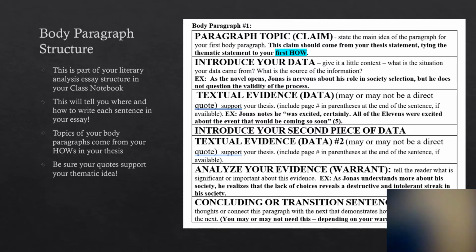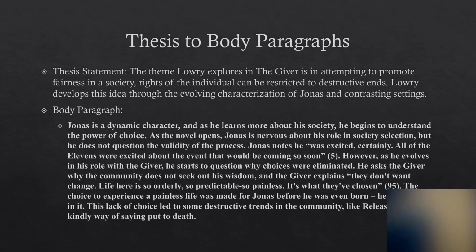Then you can have a concluding or a transition sentence to connect it to your next paragraph, but you don't have to have that. That's just kind of an extra if you don't need it. And then be sure that your quotes support your thematic idea. So don't go all freestyle on me, and if you were talking about evil, have something that has to do with innocence, right? Or if you're talking about innocence, so just try to make sure that your quotes stay on topic, okay?